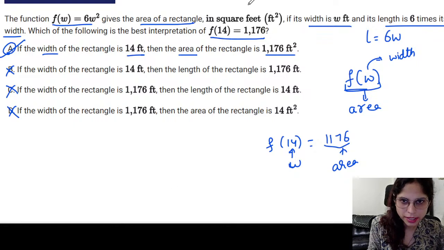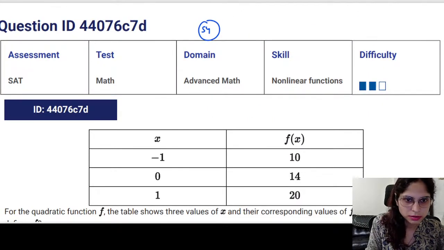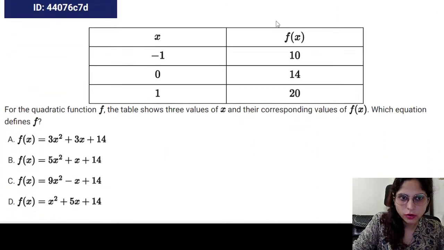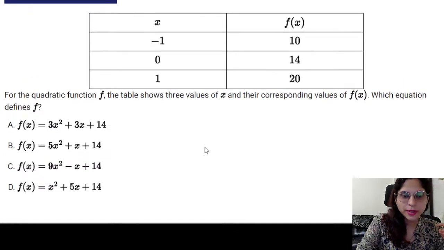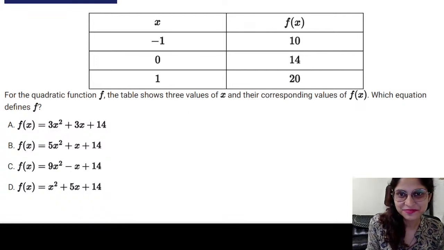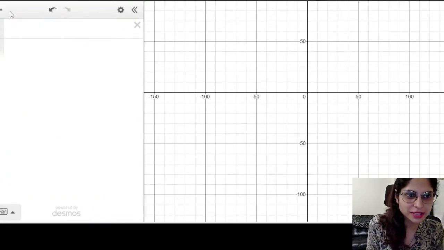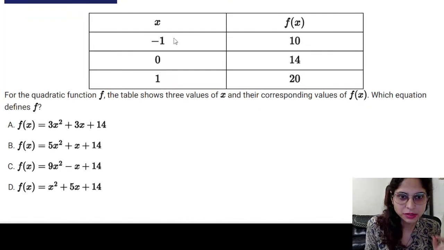Next is the next question only, question number 54. Okay. Over here, table is given to you and they want to know which equation defines f. So what we do, we directly go to Desmos. Desmos is great when it's table and you have to find the equation. You write the entire table, negative 1, 10, 0, 14, 1, 20.